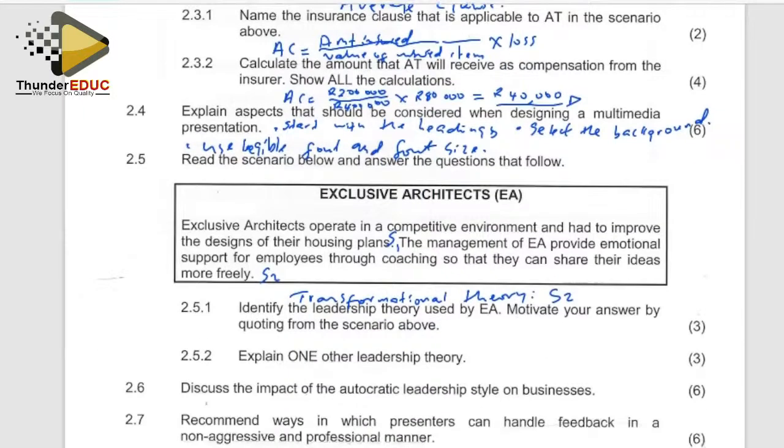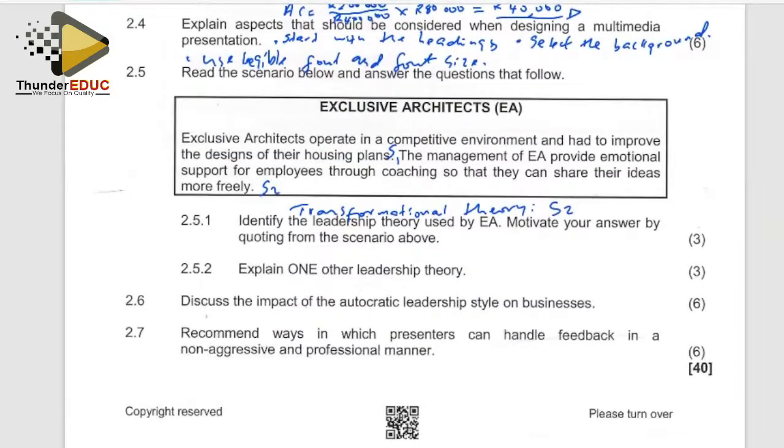So now let's move on to 2.5.2. Explain one other leadership theory. So now one other leadership theory that we can explain in this regard is leaders and followers. So now leaders lead by example and reward positive behavior. So we are seeing we have leaders and followers.